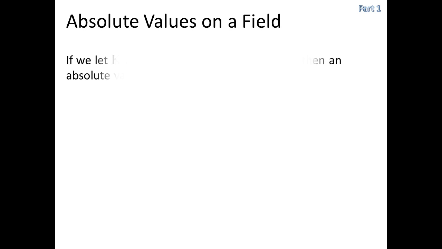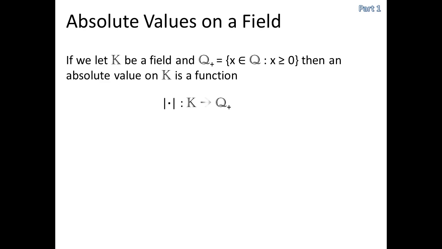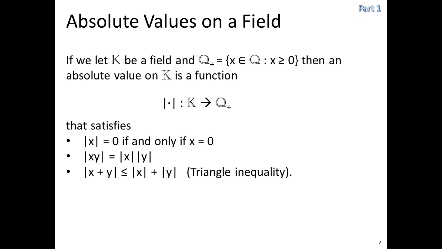An absolute value on a field is a function which maps elements of the field to the positive rationals, and it has to satisfy these three properties here. The absolute value of 0 is 0, basically, and for every other one it would be positive. The absolute value of a product is the product of absolute values, and it has to satisfy the triangle inequality.